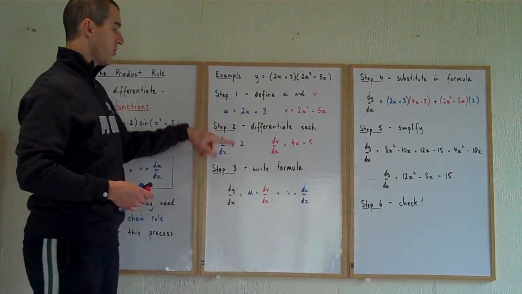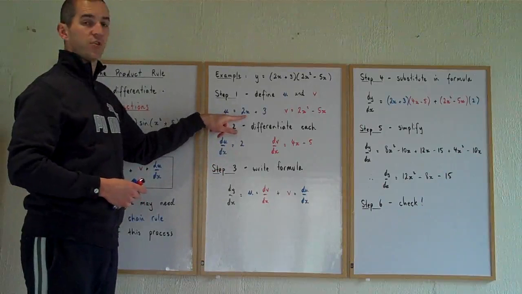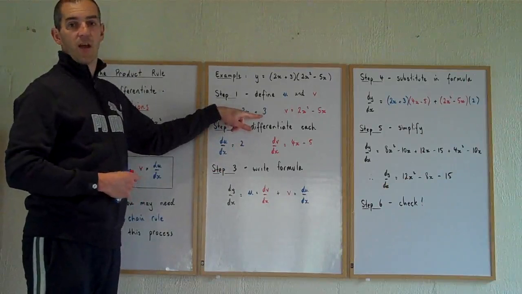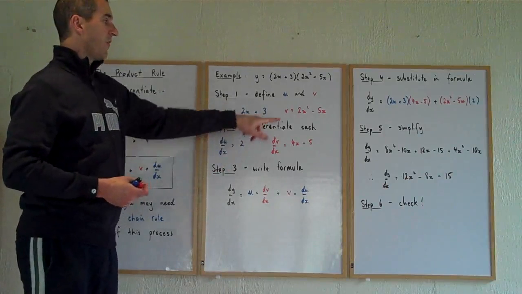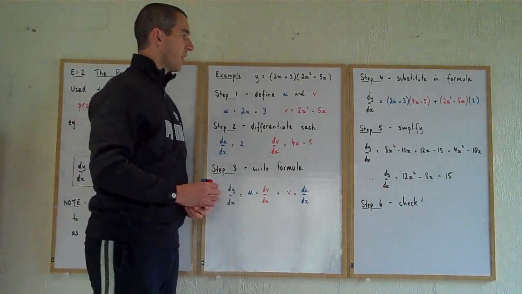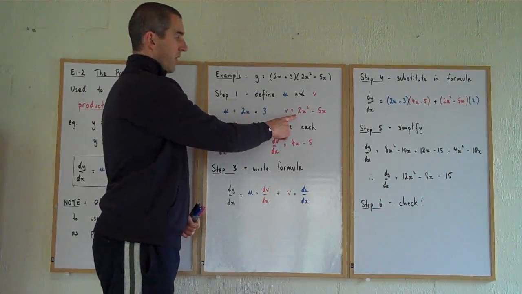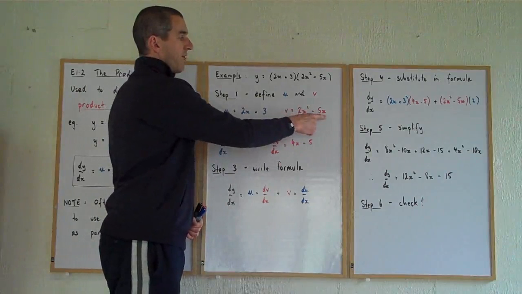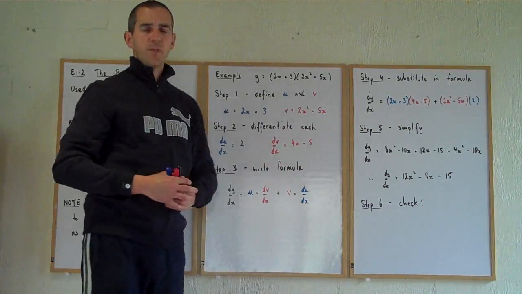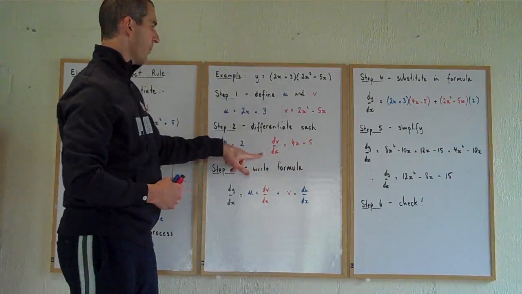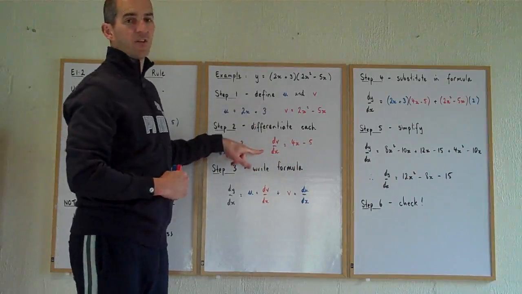If we differentiate u with respect to x, well, 2x is the only part that's left, and that gives us 2, and 3 as a constant will disappear. If we differentiate v, we have 2x squared minus 5x, the power comes out the front and multiplies by the coefficient to give you 4x, and 5x to the power of 1 just drops down and leaves you as a coefficient of minus 5.